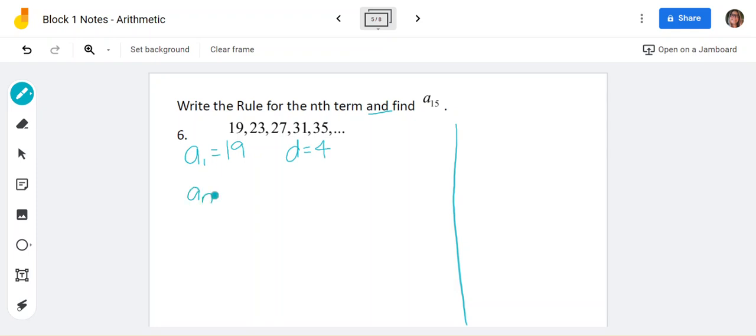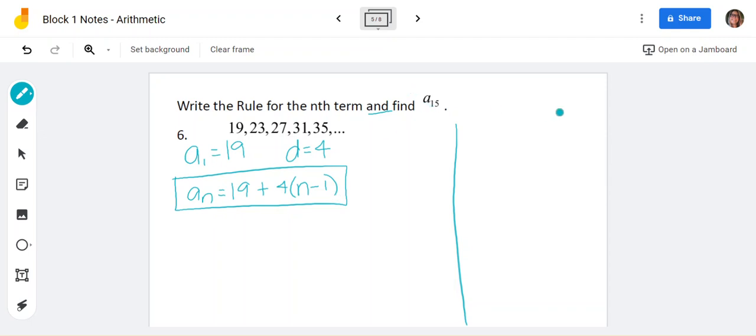So a sub n equals 19 plus 4 times n minus 1. There's a slight chance that if you're doing a multiple choice problem, you'd need to distribute here and combine like terms. On the quiz, you can just leave it like this. There's no need to multiply out and simplify it.